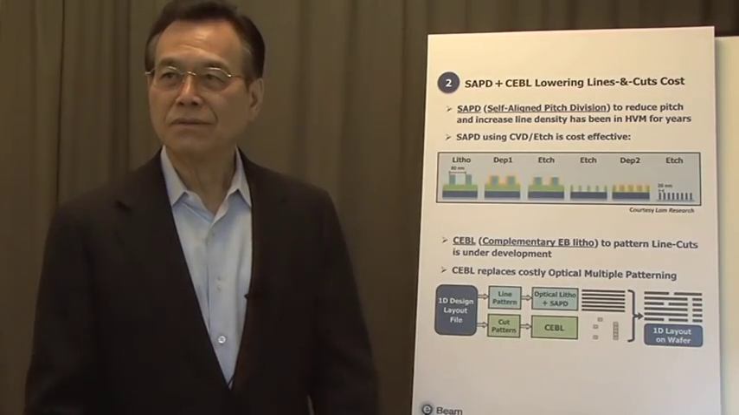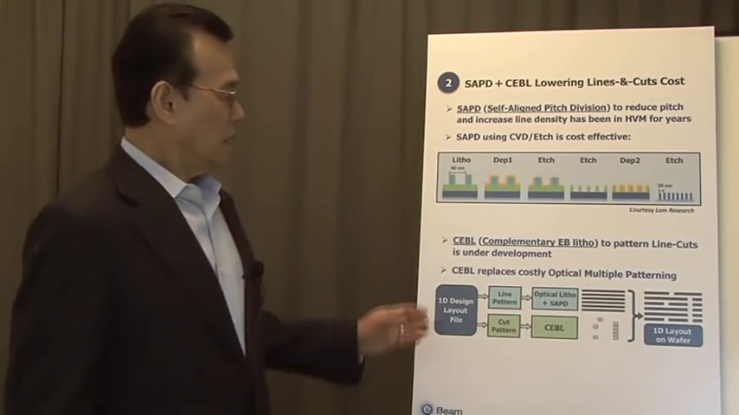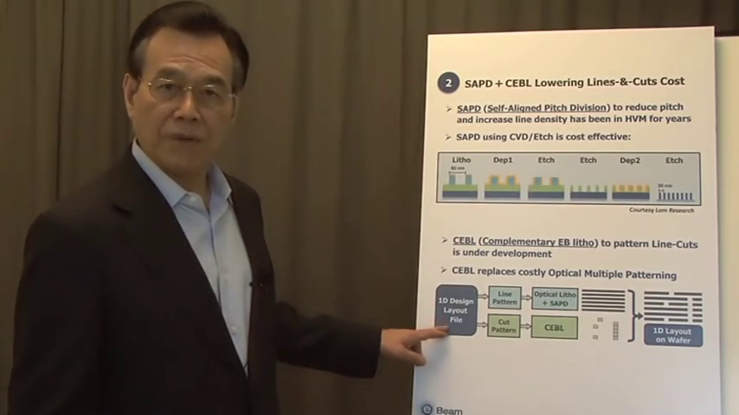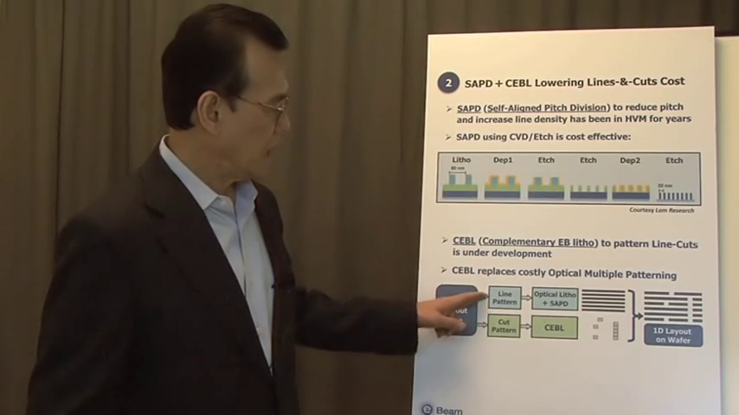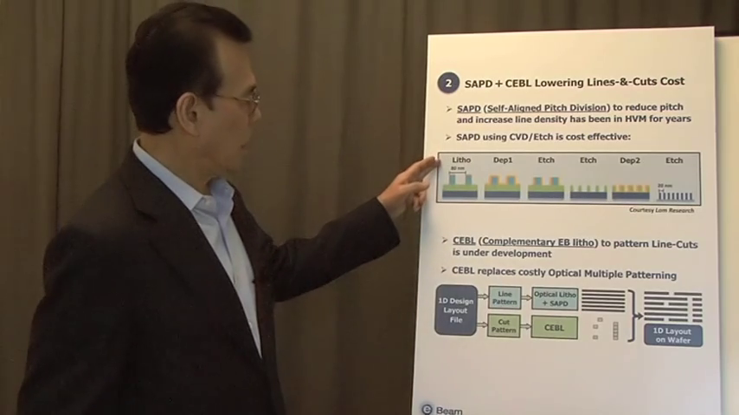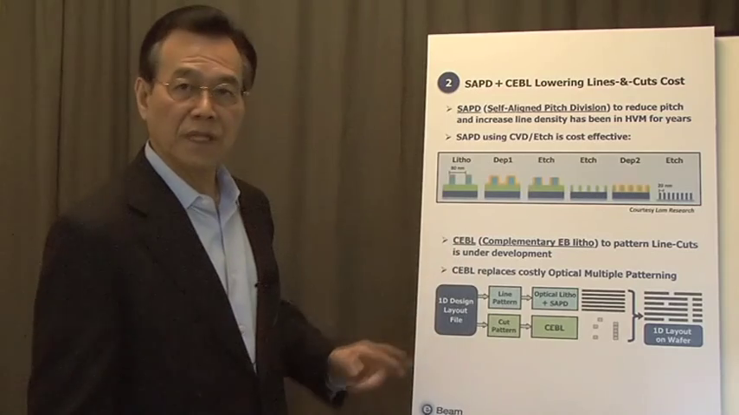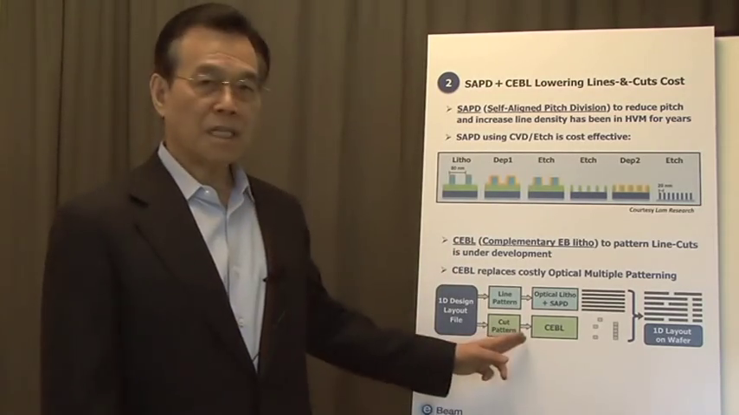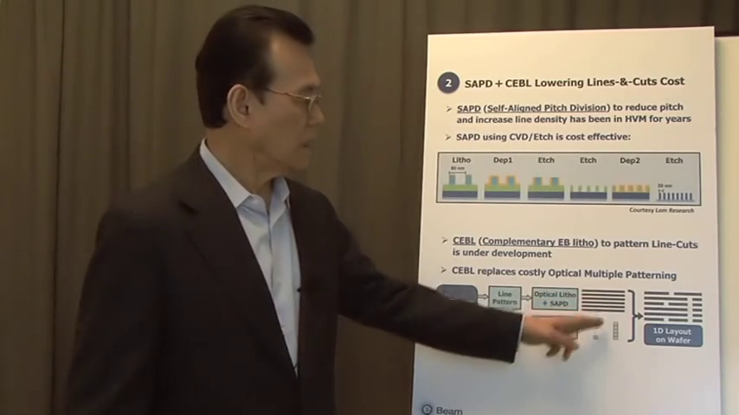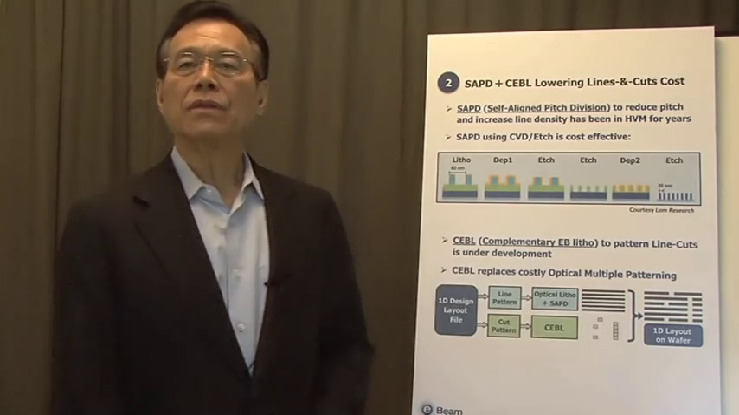Enter Siebel, which is being developed by Multibeam. This is how Siebel works. You start with the design layout file, which can easily split into line patterns and cut patterns. The line patterns, of course, are used by optical lithography to do the printing, followed by pitch division if needed. Siebel will simply use the cut pattern database to decide where there is a cut and do the job, and this is what happens on the wafer.